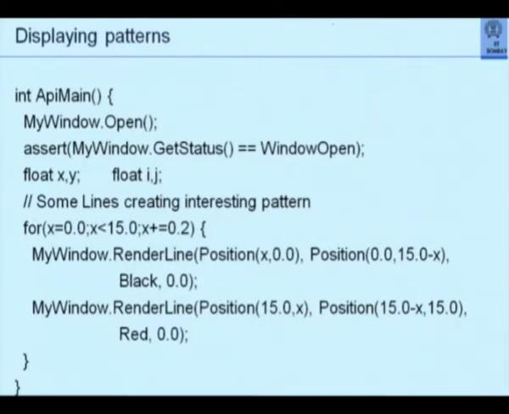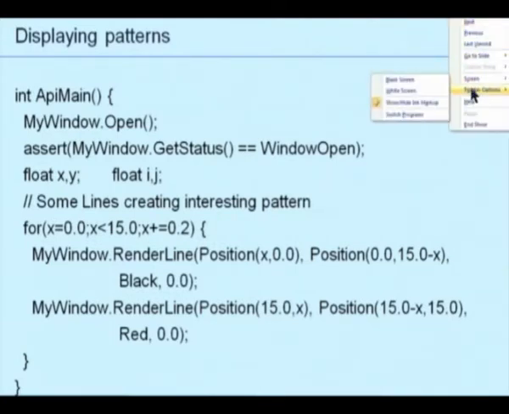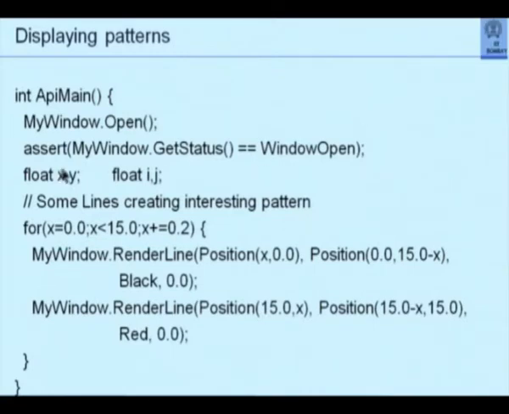Here is the way I am drawing those lines. Notice the use of the assert library, which is useful even here. What I am asserting here is my window dot get status. Get status is another member function. It tells you whether the window is open or closed, just like a file is open or closed. So if I say window dot get status, it should be window open. If it is not window open, I want to say that the assertion has failed.